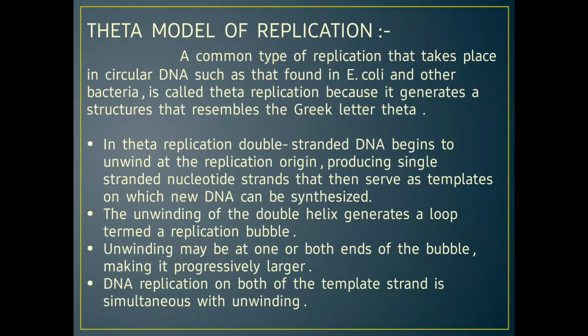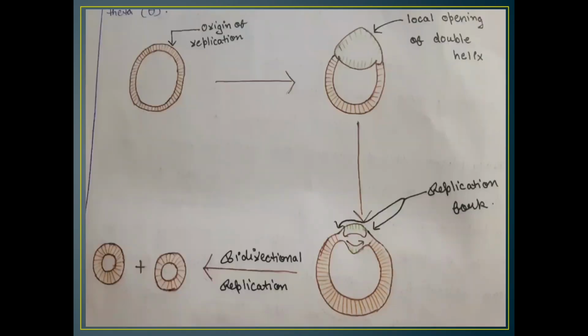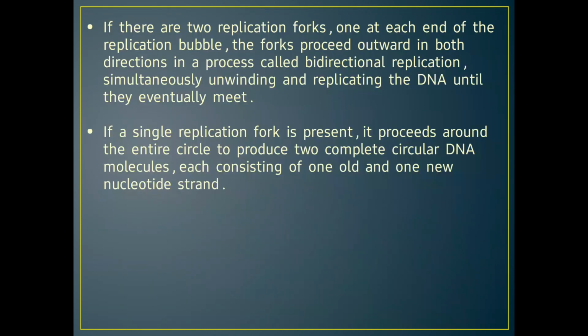Then we talked about the theta model, how the theta form happens, and what happens with a single fork and with two replication forks. If there are two replication forks, one moves to each side of the replication bubble, and then they move outward in both directions, which is bidirectional replication, unwinding until they eventually meet. And if it's a single fork, then the replication process occurs twice, where one will be an old strand and one will be a new strand.